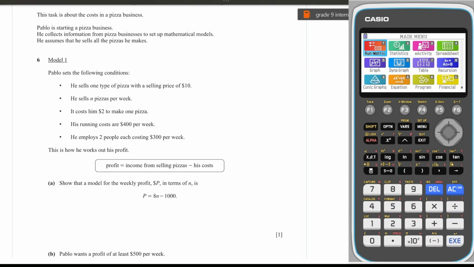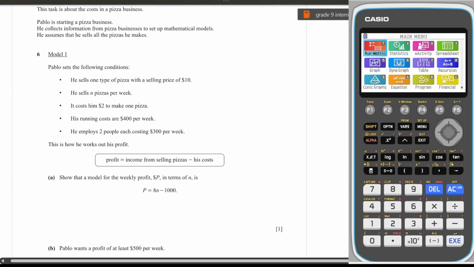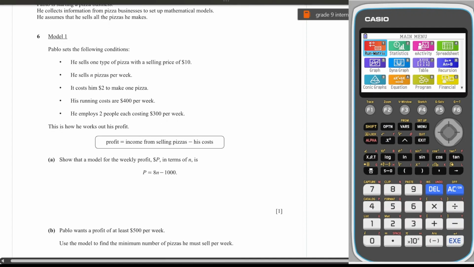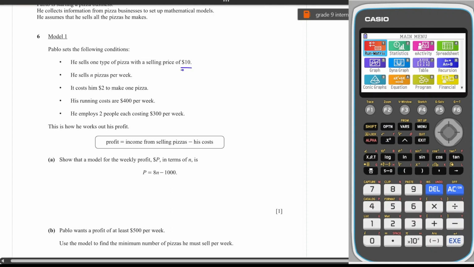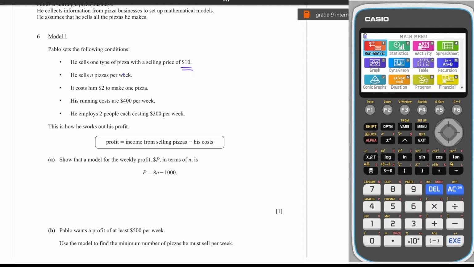And this is how he works out his profit. That is income from selling pizzas minus his costs. So show that a model for the weekly profit, that is P dollars in terms of n, is given by. So if it is to show that, make sure you show enough steps here. So income minus cost. So what is my income here? He's selling at the price of $10 and he sells n pizzas per week. So his income will be 10n.